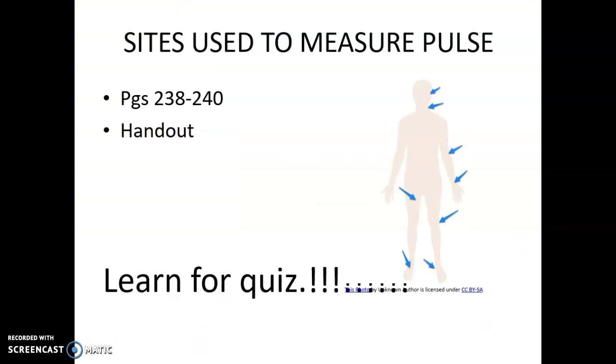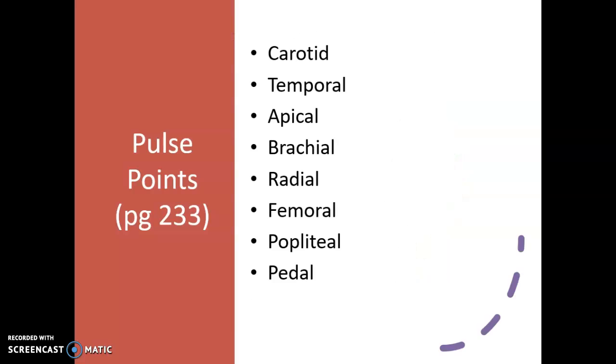The sites used to measure pulse are on page 238 and 240 in your book. You need to know that for your quiz. Carotid pulse is in your neck. Temporal is by your temples. Apical is your heart. That comes from the apex of your heart. So when somebody listens to your heart rate with a stethoscope, that is an apical pulse.